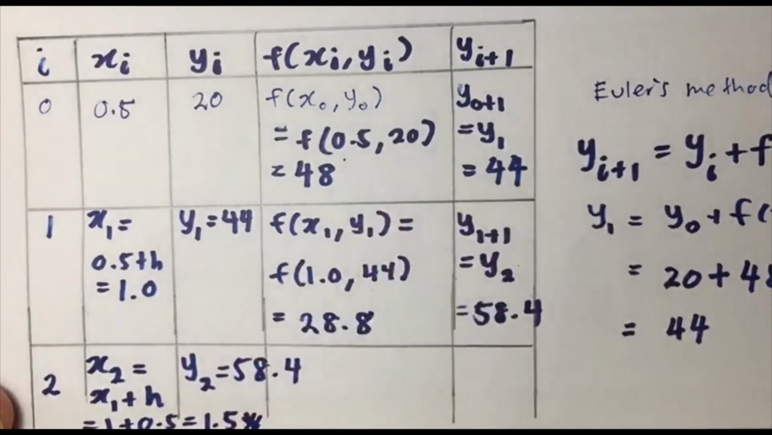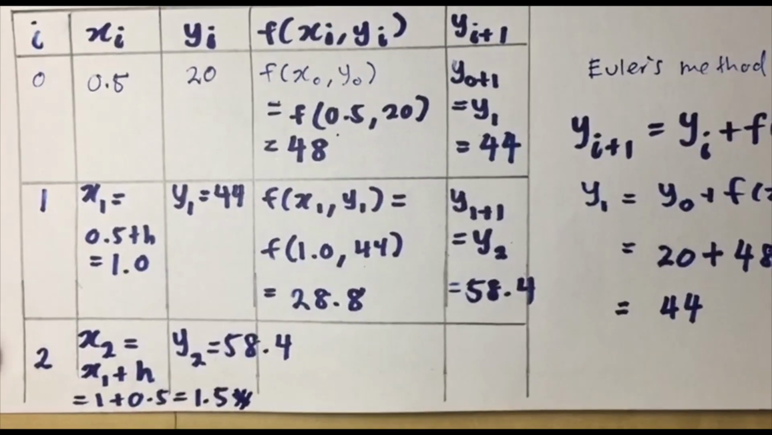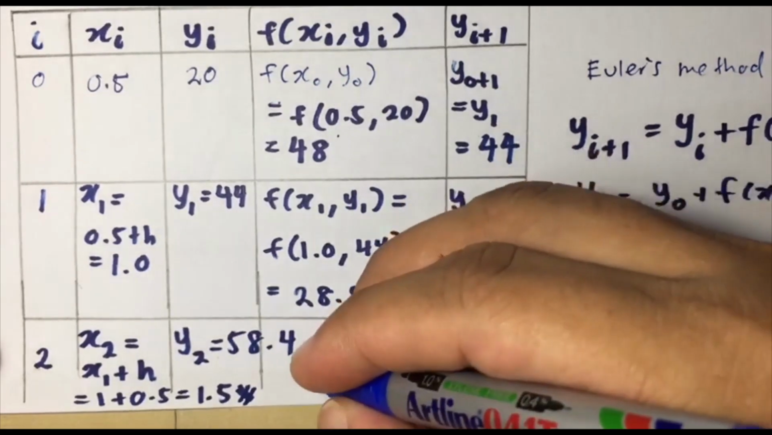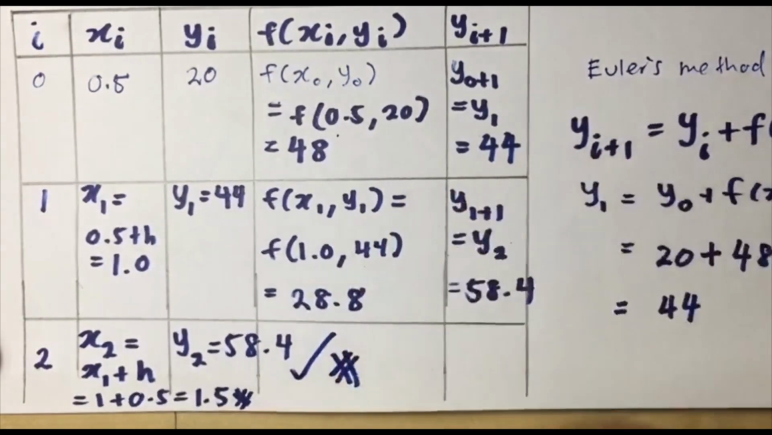Recalling that the original question is what is the value of y at x equal to 1.5, this is the answer. At x equal to 1.5, y is equal to 58.4. This is the answer based on Euler's method.